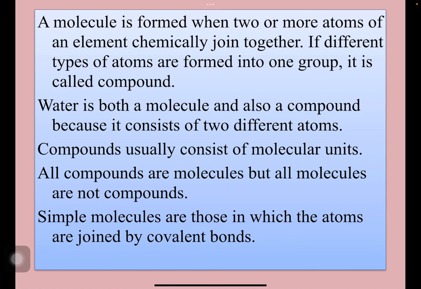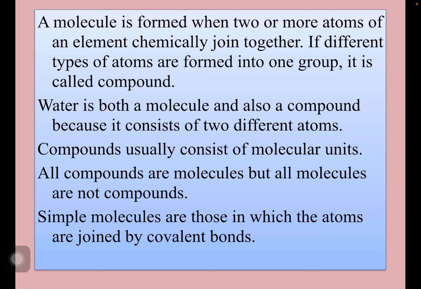A molecule is formed when two or more atoms of an element chemically join together. If different types of atoms are formed into one group, it is called a compound. Water is both a molecule and a compound because it consists of two different atoms. Compounds usually consist of molecular units. All compounds are molecules, but all molecules are not compounds.